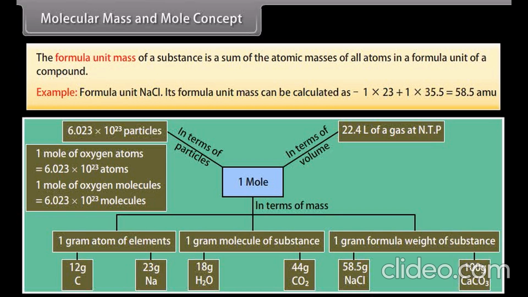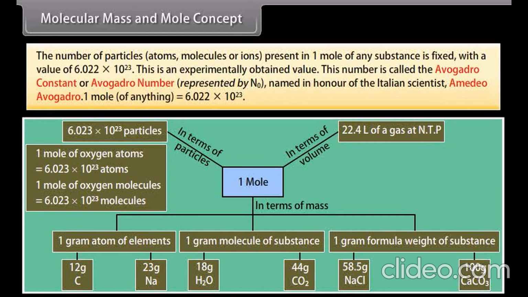The number of particles, atoms, molecules, or ions present in 1 mole of any substance is fixed, with a value of 6.022 into 10 raised to the power 23. This is an experimentally obtained value. This number is called the Avogadro constant or Avogadro number, represented by N0, named in honor of the Italian scientist Amedeo Avogadro. 1 mole of anything is equal to 6.022 into 10 raised to the power 23.